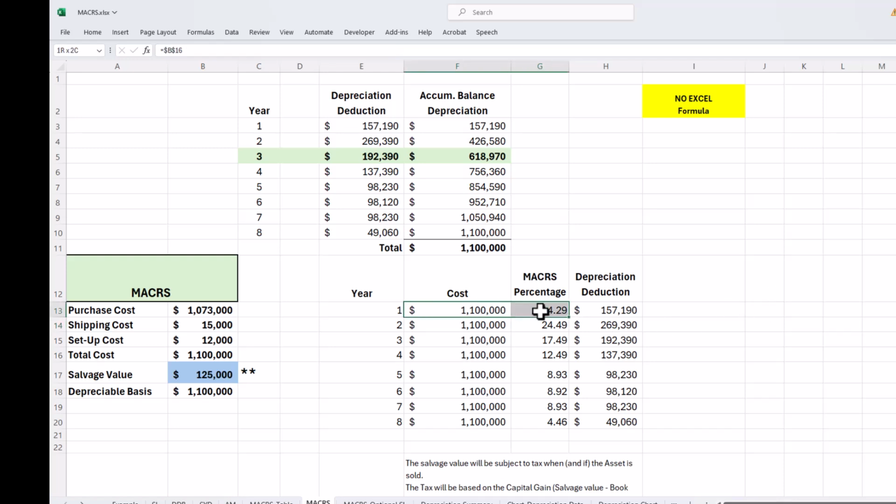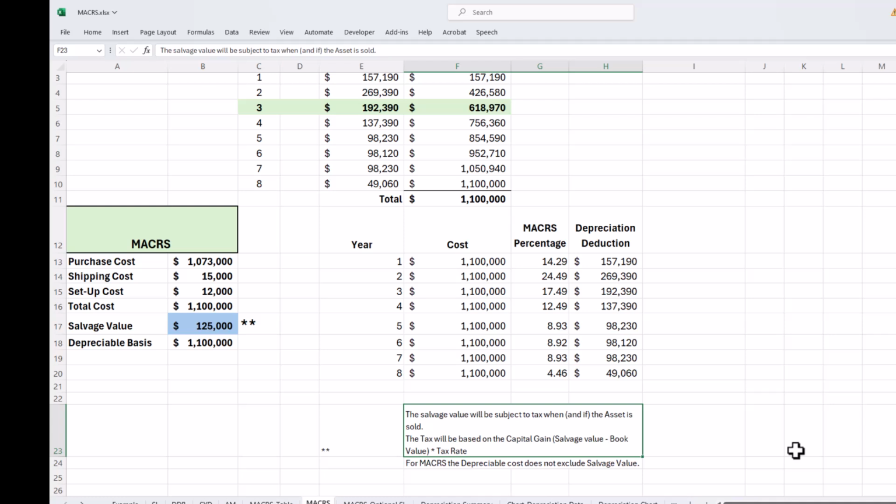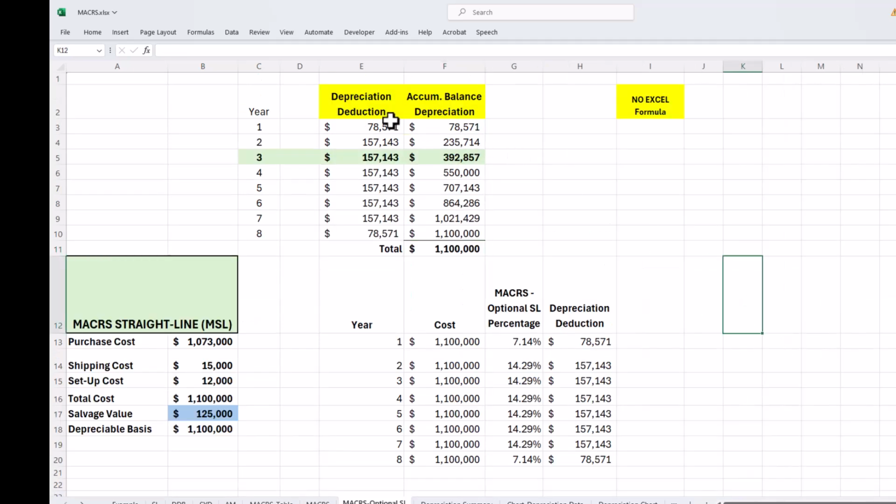So whatever these percentages are, you have to use them for tax purposes. So depreciation, therefore, for the first year is 157,190. Second year is 269, etc. And if you're going to sell it at the end of that last year, you still have to pay taxes on it. Here is the optional straight line.